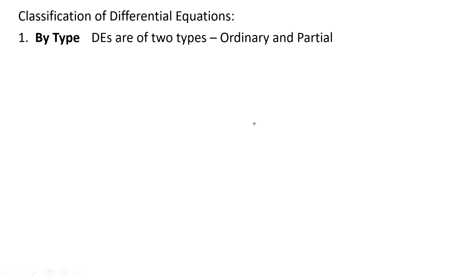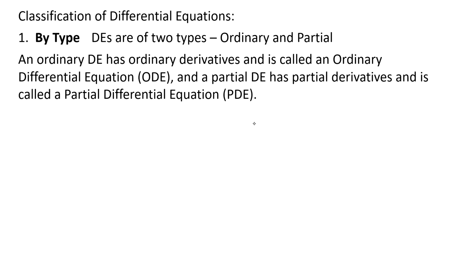with differential equations. Types. There are two types: ordinary differential equations and partial differential equations. Ordinary contain ordinary derivatives. Partial differential equations contain partial derivatives. As simple as that, right? An ordinary differential equation is called an ODE, and a partial differential equation is called a PDE, which contains partial derivatives.